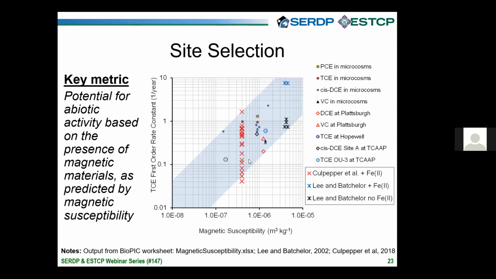So we set out to find 5 sites that have a range of magnetic susceptibility, so we could then measure the rate constants and further evaluate if it's the magnetic component of those soils that is a significant driver in the abiotic degradation. As shown in this slide, this covers data from microcosms for several of the chlorinated ethenes, as well as data from field sites and some laboratory studies.